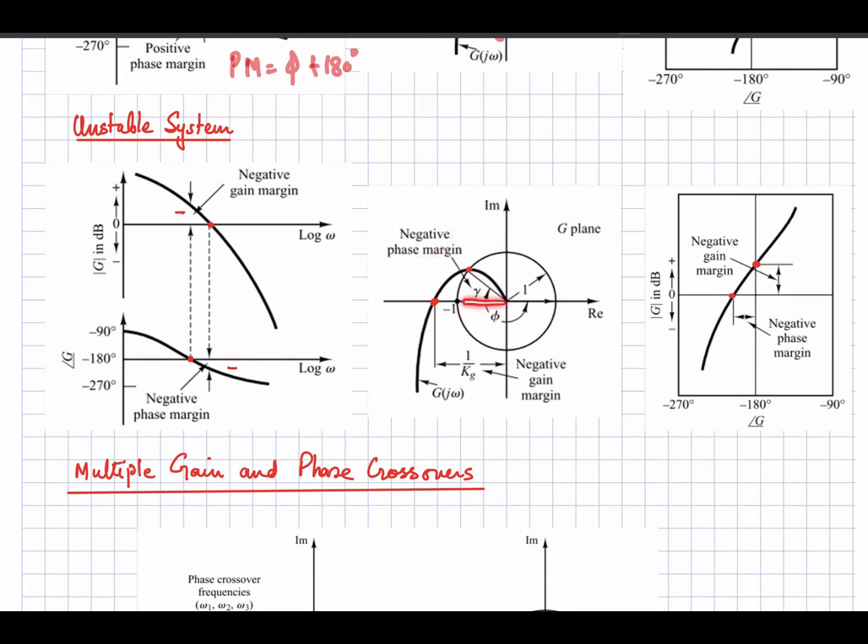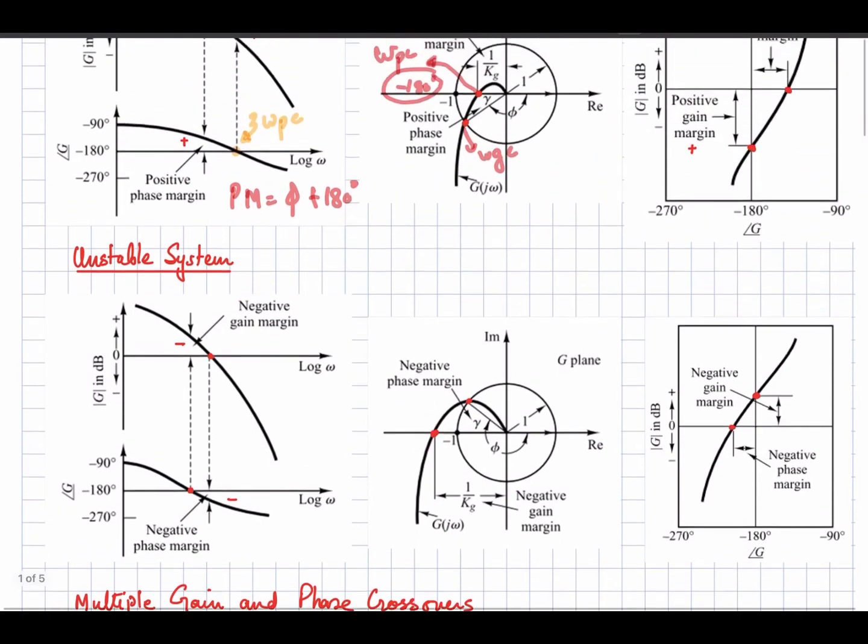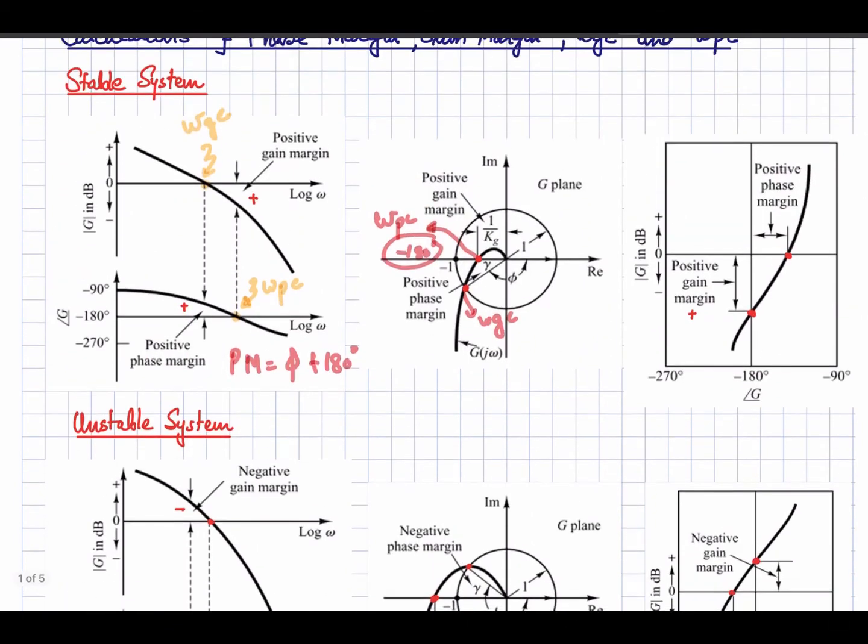And similarly, this one is the magnitude. So as the magnitude is greater than 1, 1 by kg of that one will be smaller than 1, and the dB gain of that one will be negative. So you have the negative gain margin of the system. So if your gain margin is negative and phase margin is negative, your system is unstable.